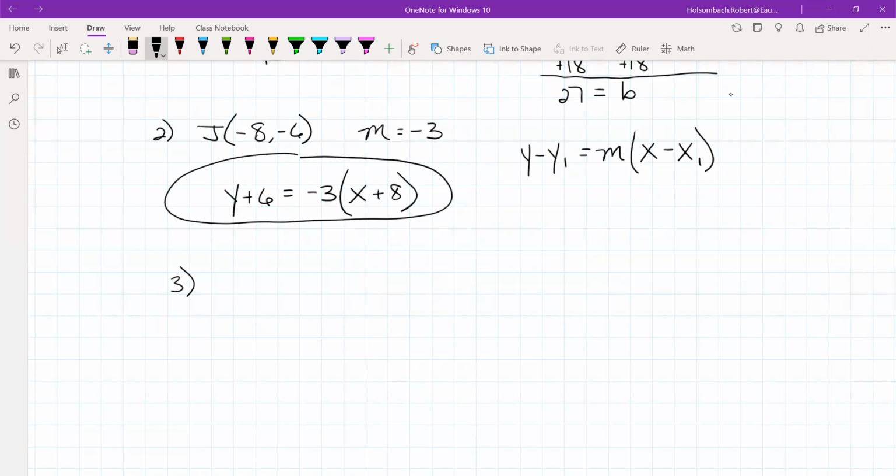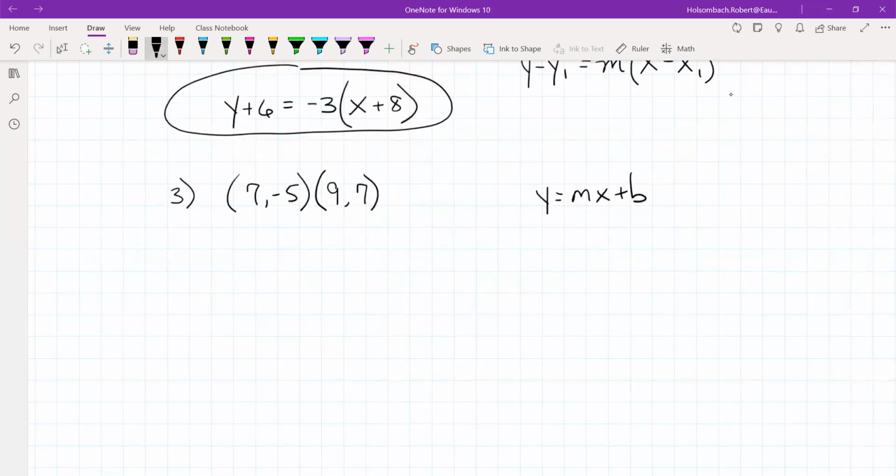Number 3, write an equation in slope-intercept form. So again, slope-intercept is y equals mx plus b. You've got 2 points: (7, -5) and (9, 7). This problem is very similar to number 1, except we have to find the slope first. So the slope given 2 points is equal to y minus y, so we got 7 minus -5, divided by x minus x, that's 9 minus 7.